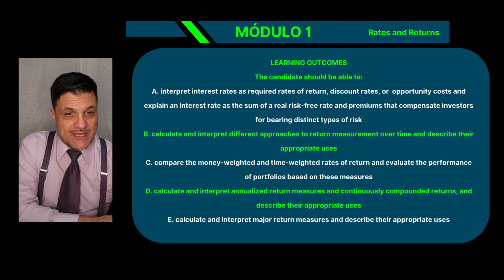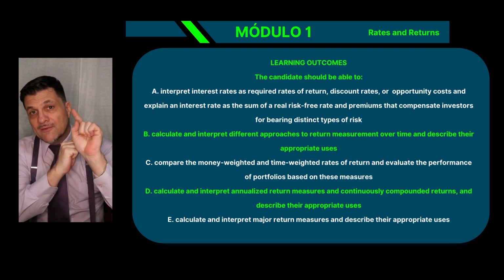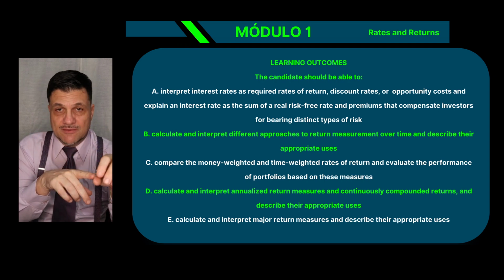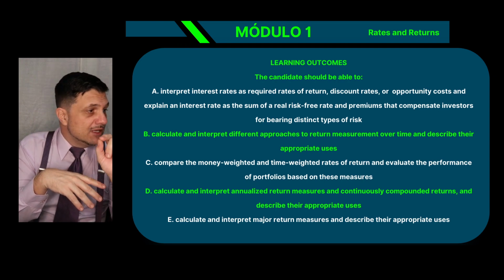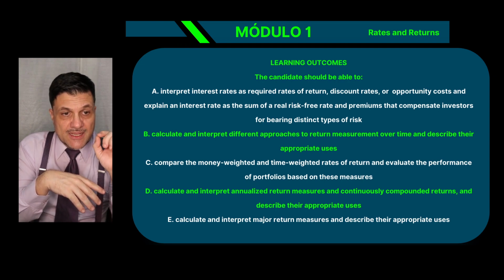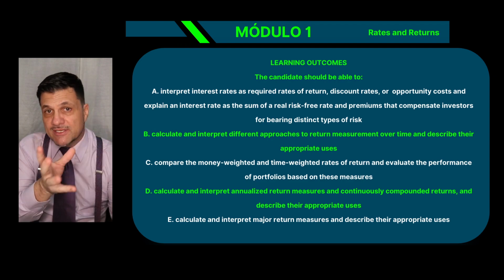Compare money weighted and time weighted. Now, this is the point where you need to understand the importance of the learning outcomes, in my opinion. Look at that. One learning outcome, learning outcome C, says compare the money weighted and time weighted rate of return.